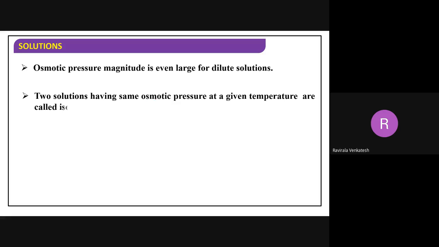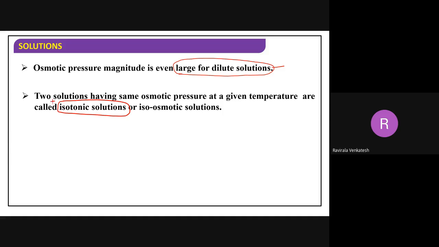Osmotic pressure has a magnitude even in a very dilute solution. Even if you take a very dilute solution, it will give the values. Two solutions having the same osmotic pressure at a given temperature are called isotonic solutions. This is very important for a one mark question.